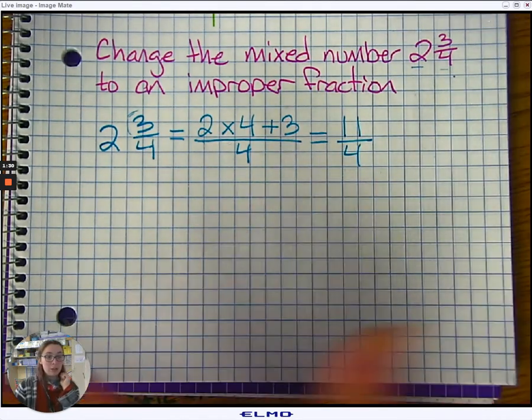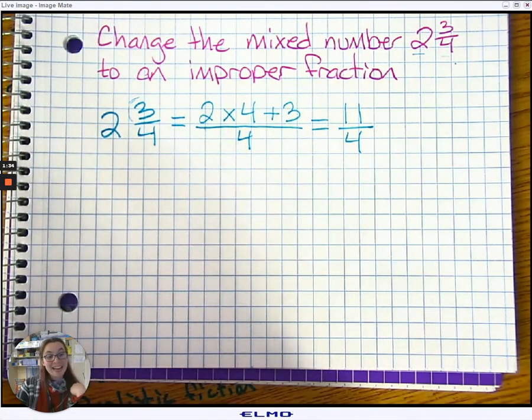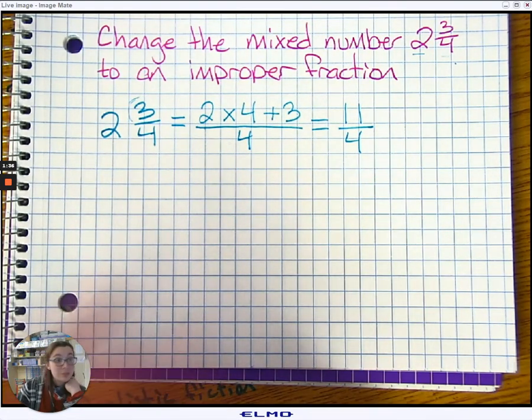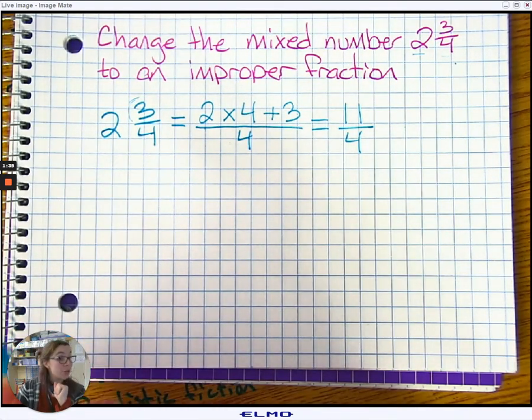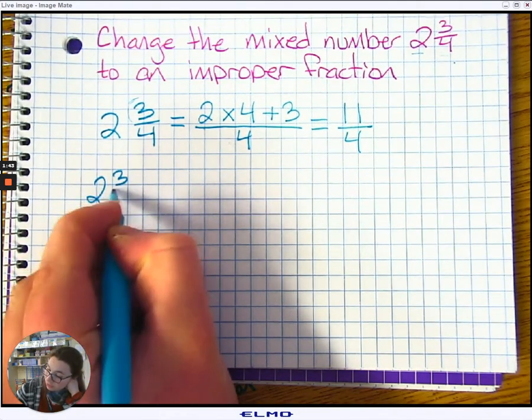Now, there's a simpler way to look at this that I quite like. I call it the C method, I guess, or the circle method. I'm not sure which one. Whichever works for you, C or circle. Both start with C. 2 3/4.